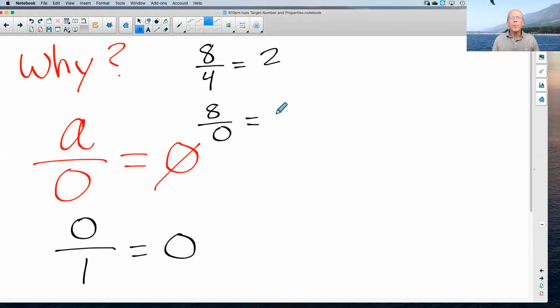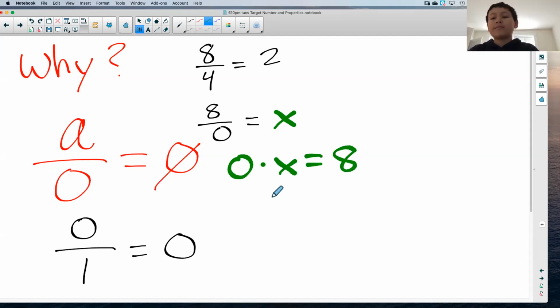Well, wait a minute. But why don't we just call it X? And if we cross multiply, we know that 0 times X has to equal 8. And can you come up with a real number for X that would work? And the answer is no. So I actually am persuaded by the logic, but I want to show you something else.